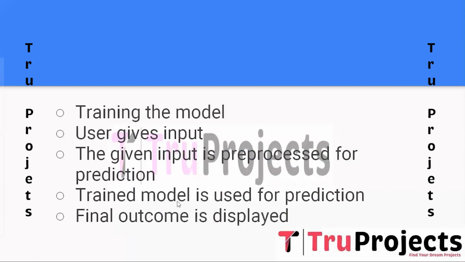And the 12th one is the trained model is used for prediction. The pre-processed input data is fed into the trained machine learning model. The model analyzes the input and predicts whether the transaction or the merchant is likely to be fraudulent or not.